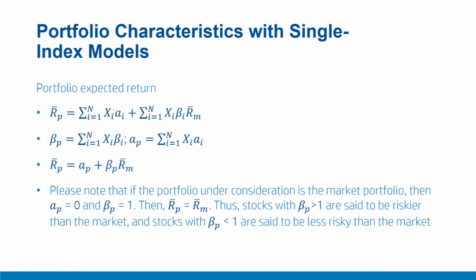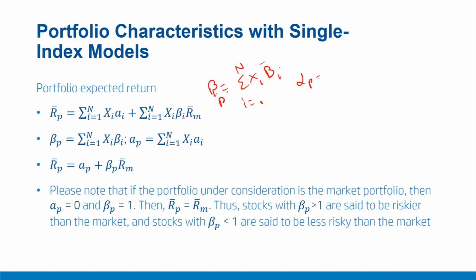Let's further simplify the portfolio expected return and risk expressions. We can define the beta of a portfolio, which is beta p, as the weighted average of beta i over all the securities, where i equal to 1 to n.